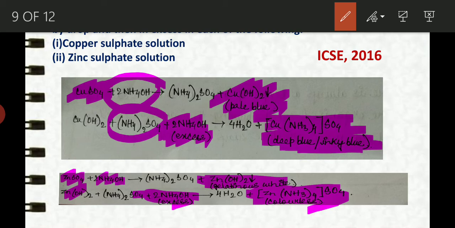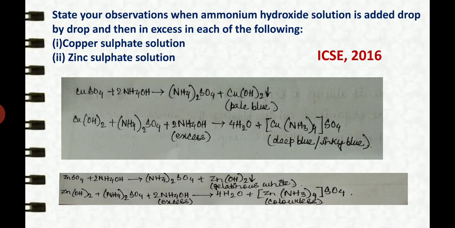So again I am repeating, in both cases, copper sulfate and zinc sulfate, whenever ammonium hydroxide is added, a precipitate forms, and both precipitates are very much soluble in excess ammonium hydroxide. In the case of copper sulfate, a pale blue precipitate of copper hydroxide forms at first, and then when excess NH4OH is added, a deep blue or inky blue solution of tetraamine copper sulfate forms. And in the case of zinc sulfate, first when NH4OH is added, it forms a gelatinous white precipitate of zinc hydroxide, and when excess NH4OH is added, it is very much soluble and forms a colorless solution of tetraamine zinc sulfate. Clear? So I think all these questions are very much clear to you.